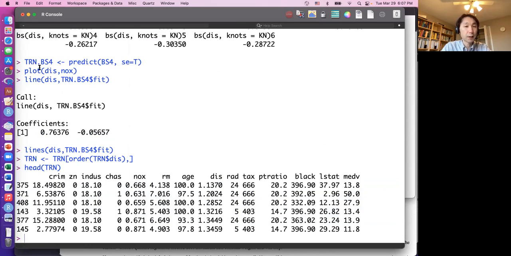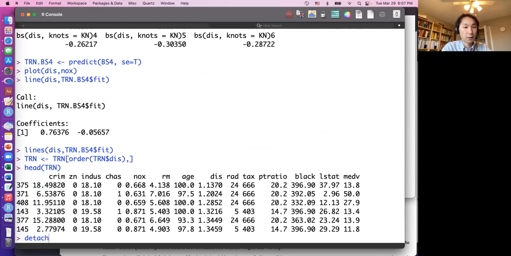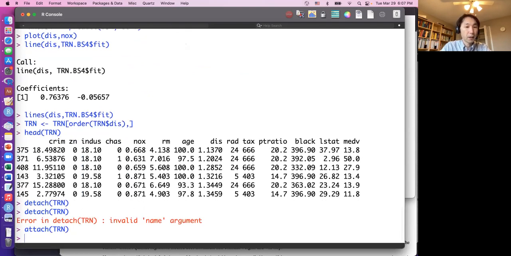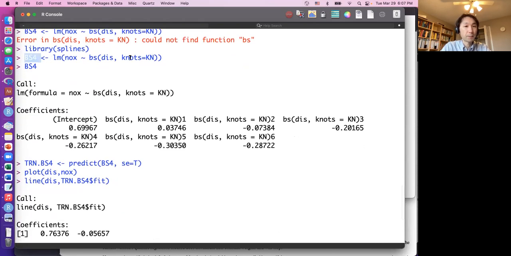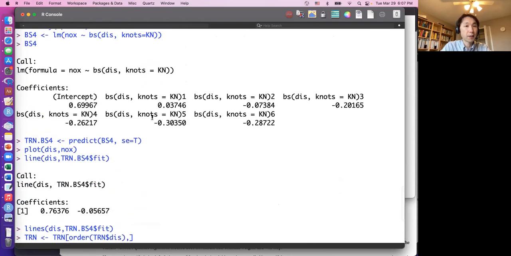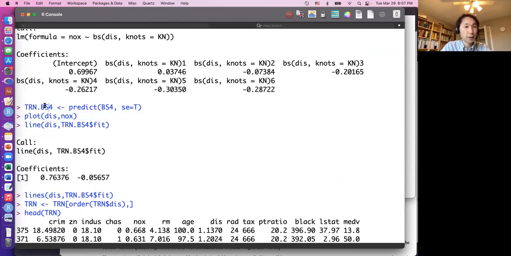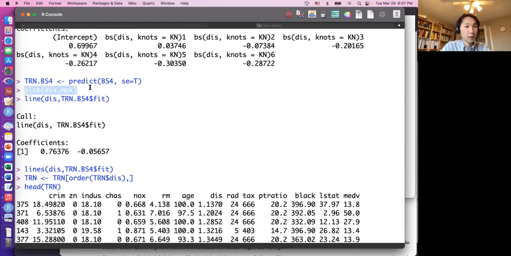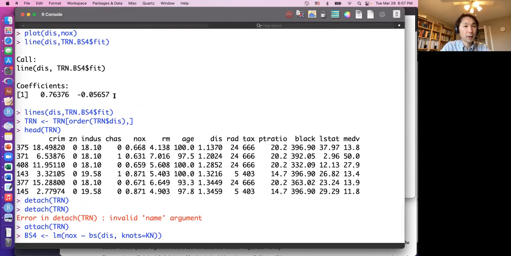Then we have to do this again. So maybe we detach the data set and attach again. Then we start over, sorry. So library we already attached, so that's fine. So BS4, we define this again, and the knots are the same. So that should be fine. So then predict. Then plot is the same, and then the lines.